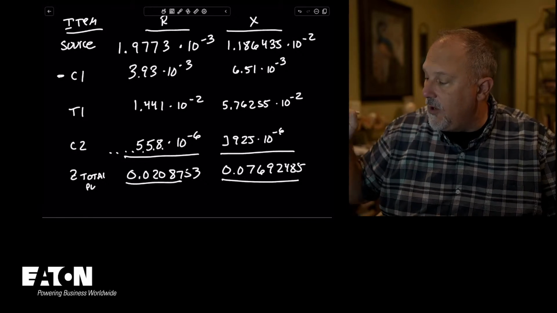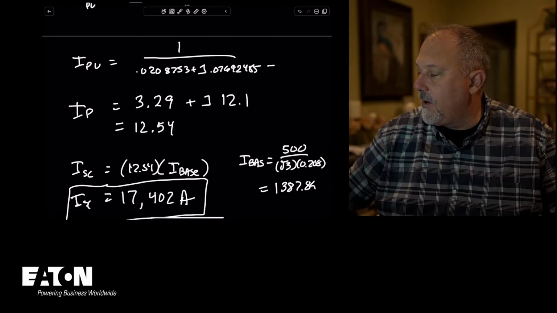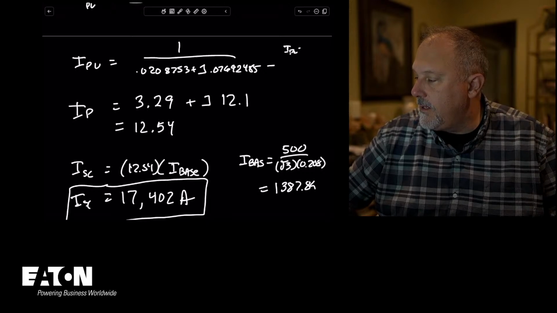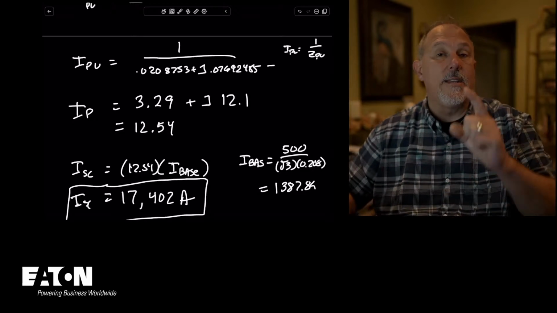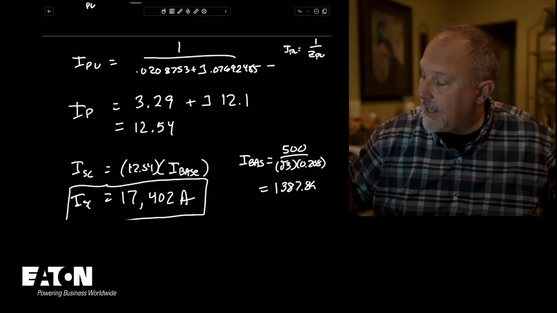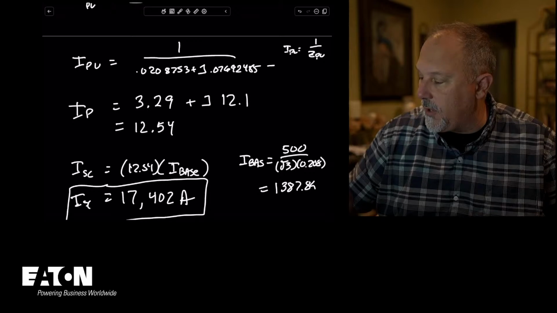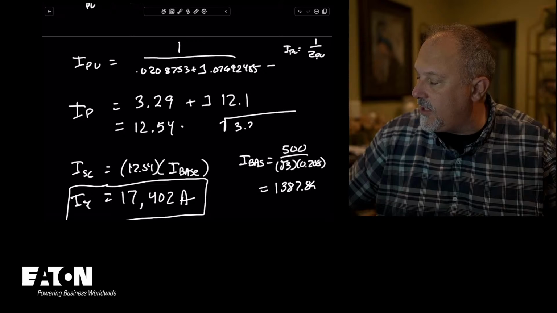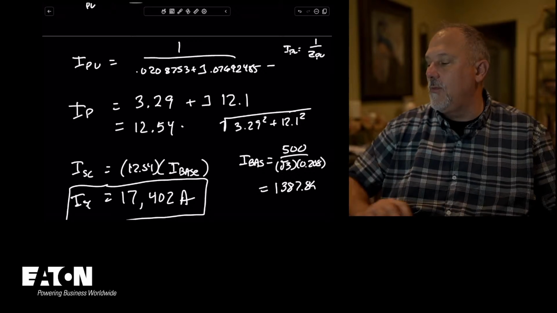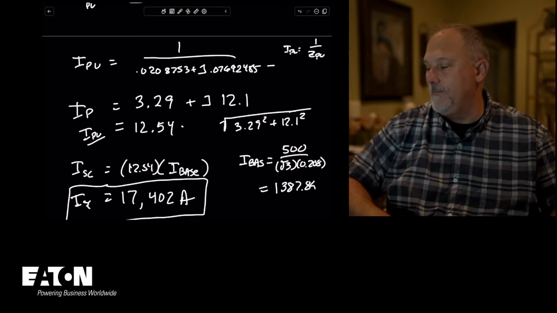0.0208753 plus J 0.076928485. Remember, I per unit is equal to 1 over Z per unit, because 1 is the voltage and we consider it to be 1 per unit. Take that over the total impedance, we get 3.29 plus J 12.1. To get the 12.54, we take the square root of 3.29 squared plus 12.1 squared. That will equal 12.54. That is our I per unit.